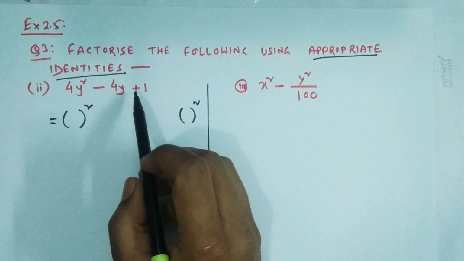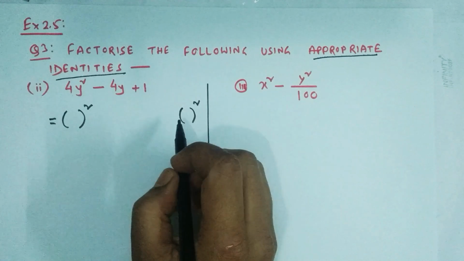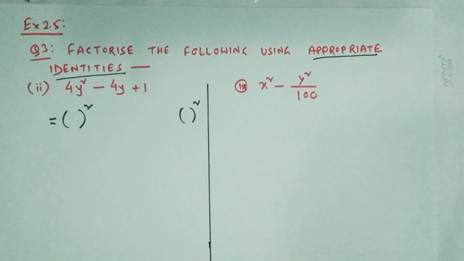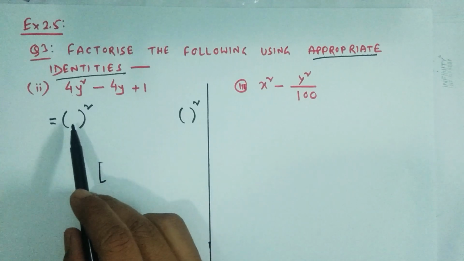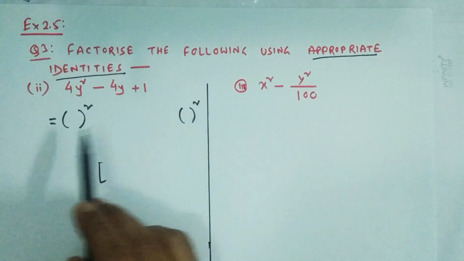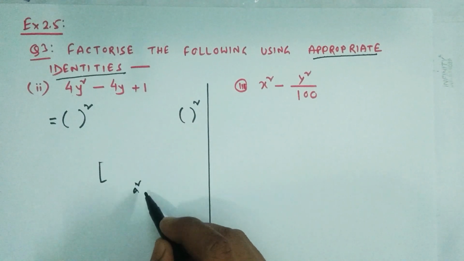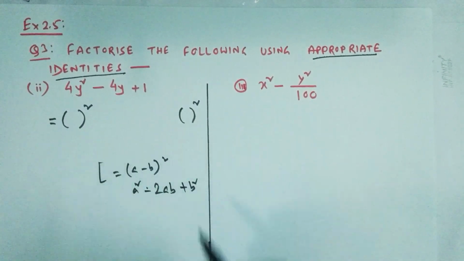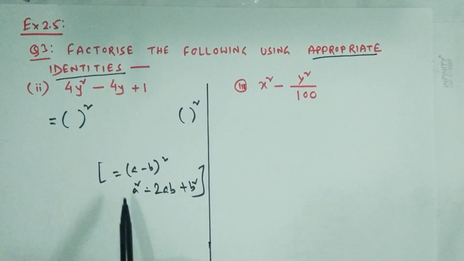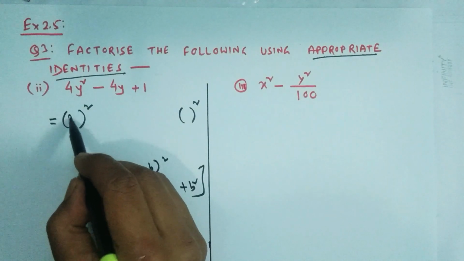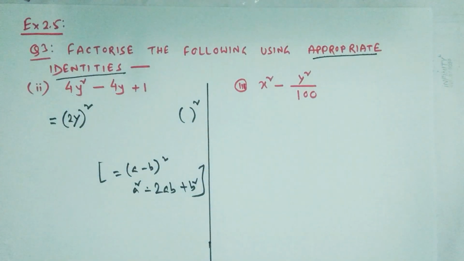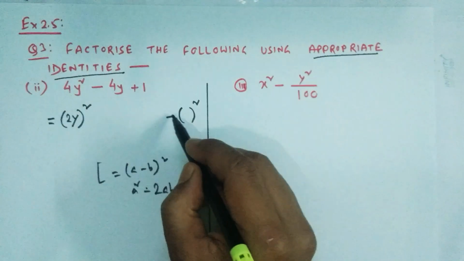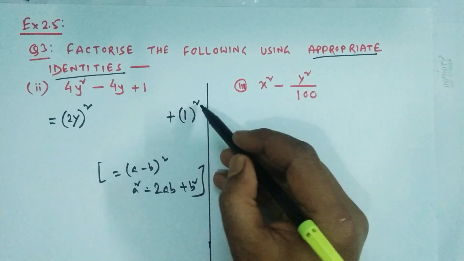So we have one similar identity where the first and the last terms are perfect squares, and we are going to use that identity. The identity I am talking about is a square minus twice ab plus b square, which equals a minus b whole square. Now this a square, 4y square, is the whole square of 2y, because 2 square is 4. Then the last one, plus b square, I am writing 1 square, because 1 square is 1.